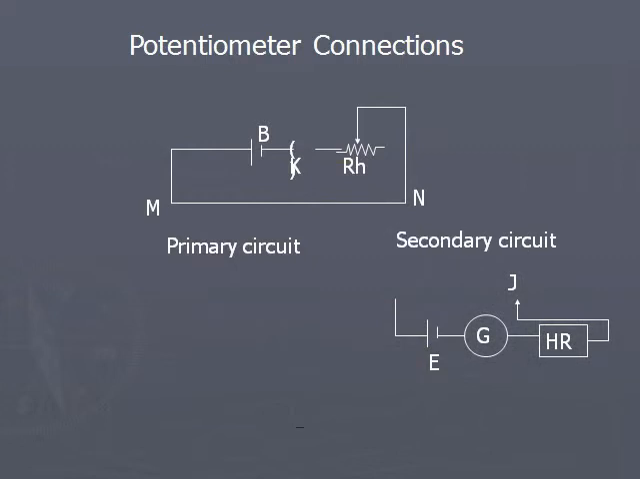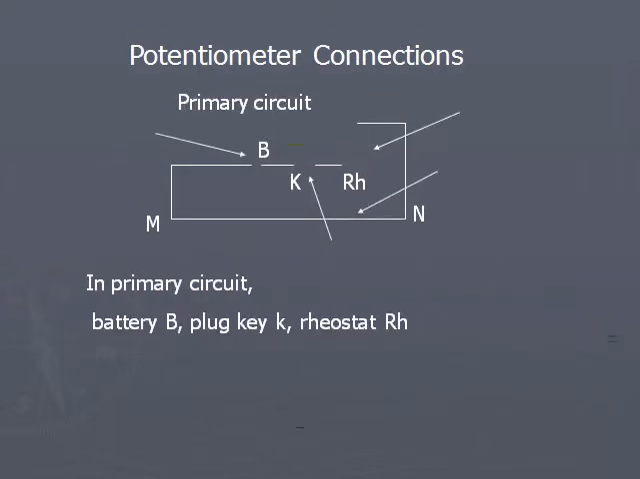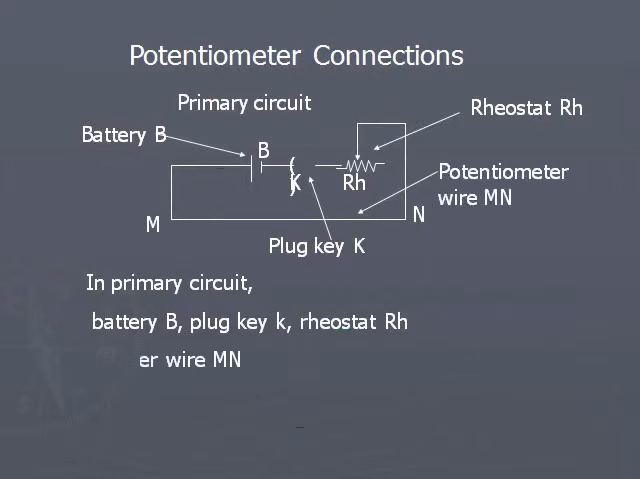Generally there will be 2 circuits. One is known as primary circuit, the other one is known as secondary circuit. The top one is primary circuit and the bottom right one is secondary circuit. Mn is the potentiometer wire, or the ends of the potentiometer wire. Across these ends, a battery, a key and a rheostat will be connected in series. Battery B, key K, rheostat RH are connected in series with the ends of the potentiometer wire Mn. This is the primary circuit.